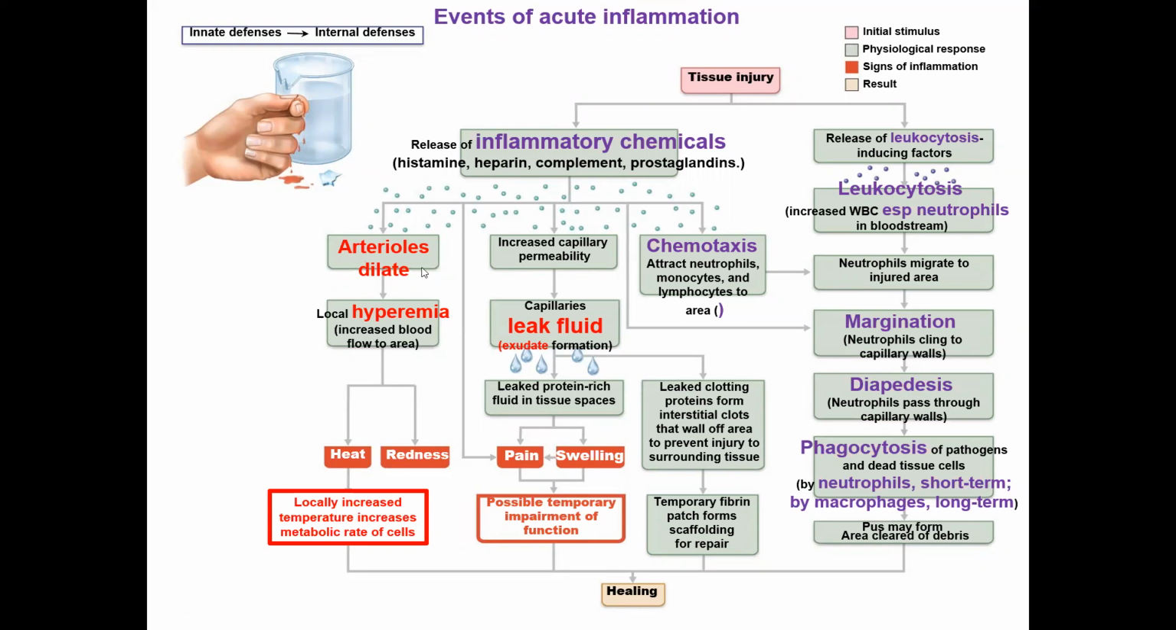Let's go over here. When arterioles dilate, we increase blood flow. That's called hyperemia. It's local, just to the area, not to the whole body. And that is going to result in 2 cardinal signs of inflammation: heat and redness. And then you'll see that heat, increased temperature, increases the metabolic rates of cells, so they are working much faster.